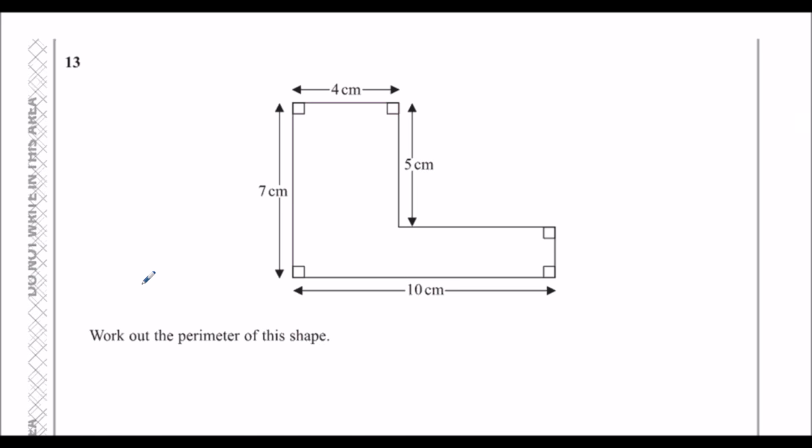Question 13. Work out the perimeter of this shape. So the perimeter of a shape is the length the whole way around the edge added together. So all the lengths around the edge added together. So we know most of them. There's a few missing lengths here that we can work out.